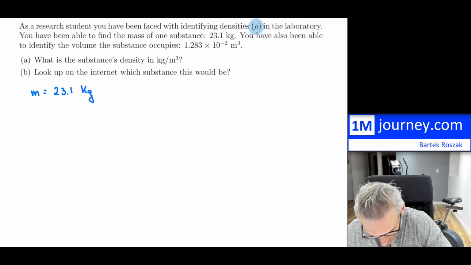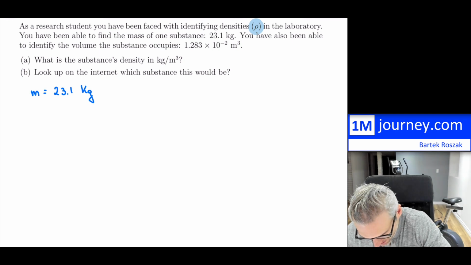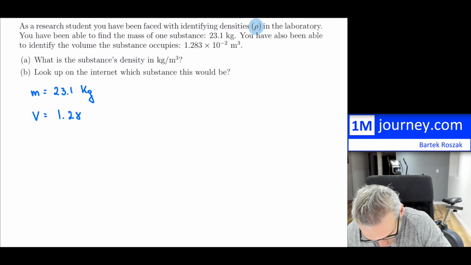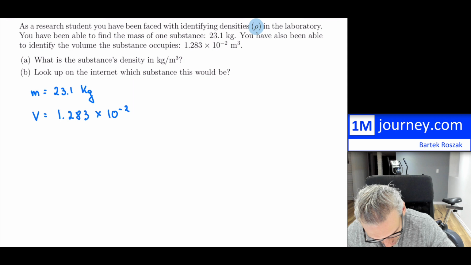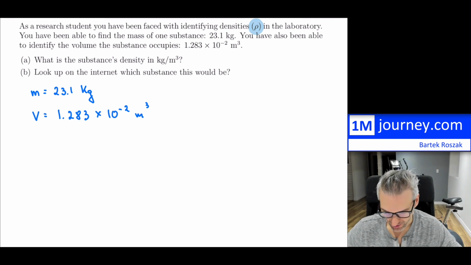23.1 kilograms. You have also been able to identify the volume the substance occupies. So volume equals 1.283 times 10 to the negative 2 meters cubed. And for part A, what is the substance's density in kilograms per meter cubed?